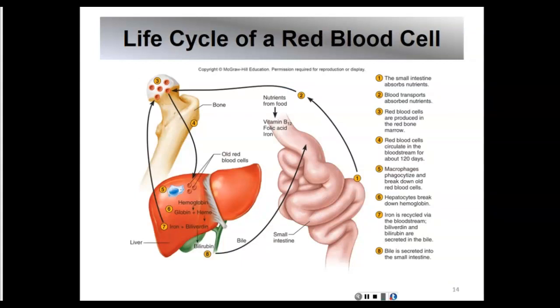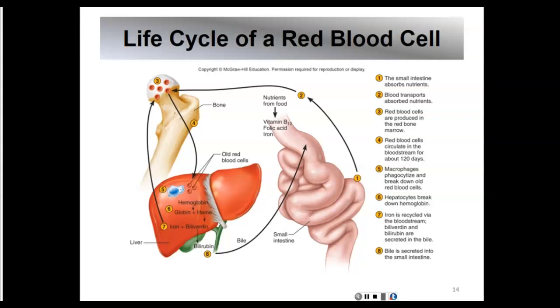Here is a typical life cycle of a red blood cell. Number 1, the small intestine absorbs nutrients. Number 2, blood transports absorbed nutrients. Then at 3, those red blood cells are produced in the red bone marrow. 4, the red blood cells circulate into the bloodstream for about 120 days. That's a good value to remember. So they live about 120 days.